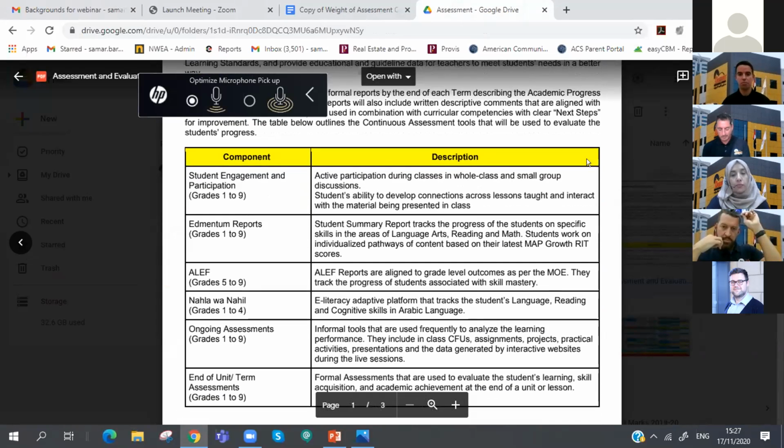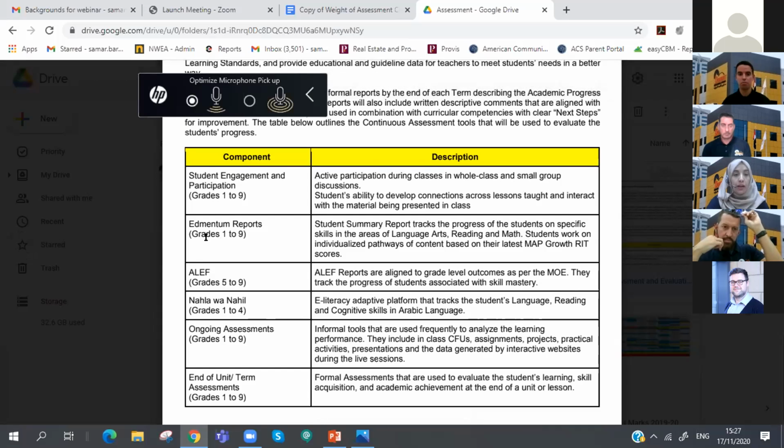And you can see in this box here the components that are going to be evaluated and assessed, and part of it is the Edmentum reports. So Edmentum reports goes from grade 1 up to grade 9, of course, in language, reading, and math. We're still waiting for the science. And here it has a description, so the students know exactly what to do and what reports are in there. And that is also published on our school's website if you want to have a further look at that.